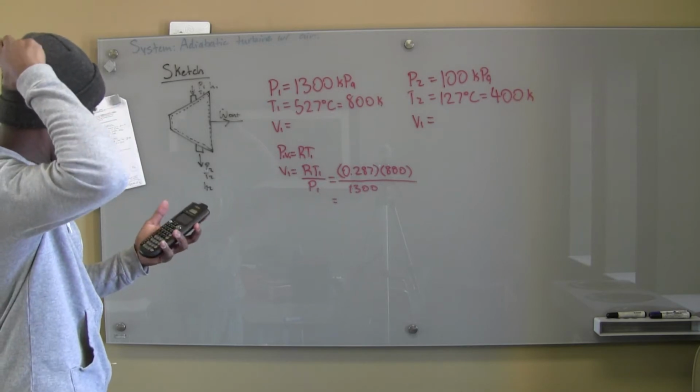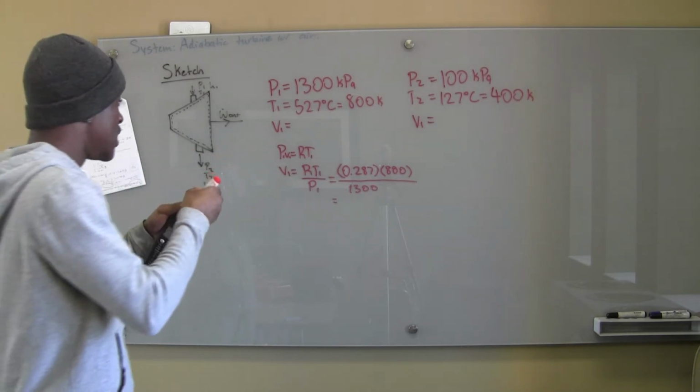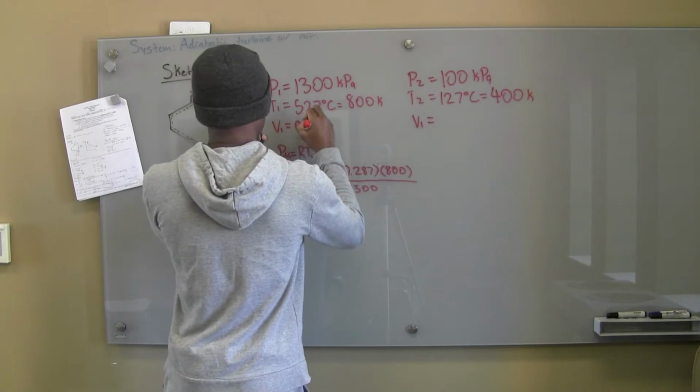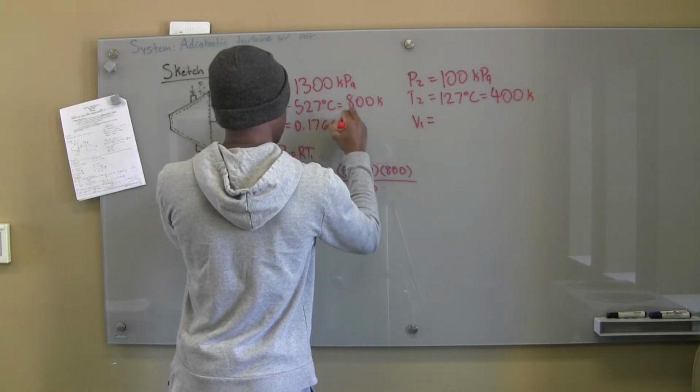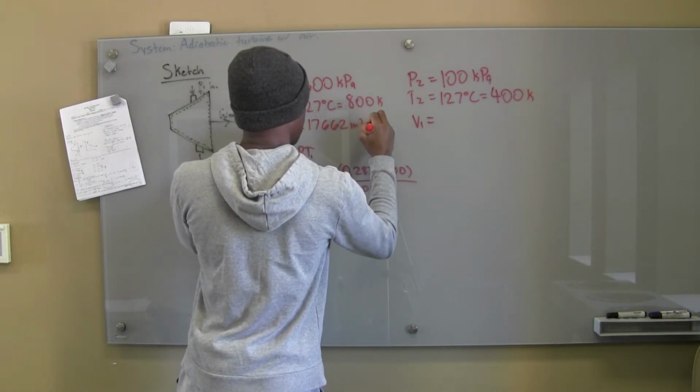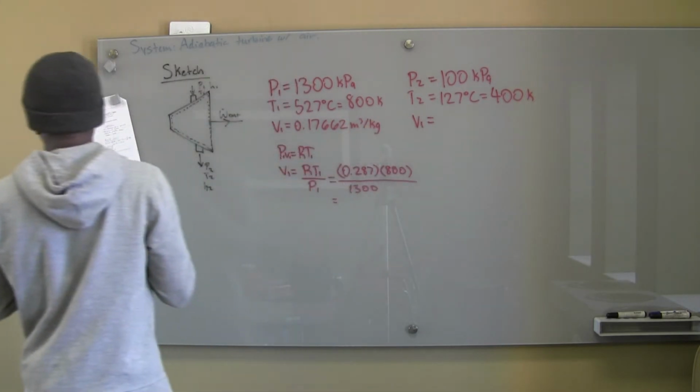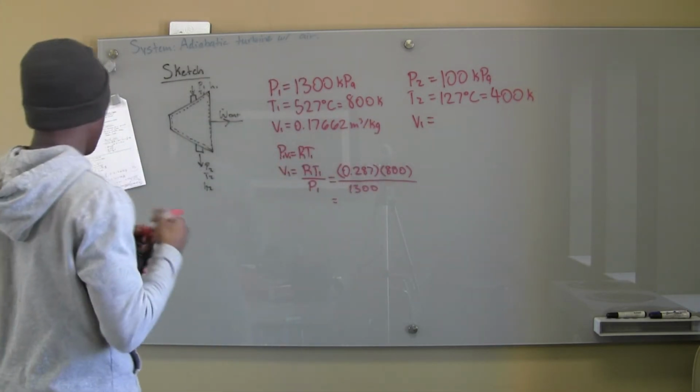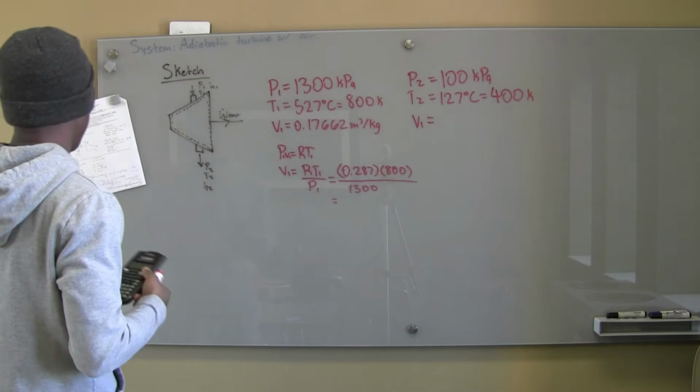and this is specific volume, remember, 0.17662 meters cubed per kilogram. Let me just double check myself. Yes. So we've gotten our v1, right?